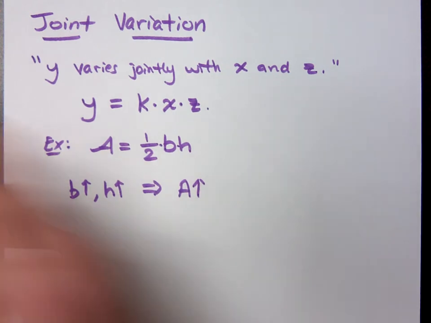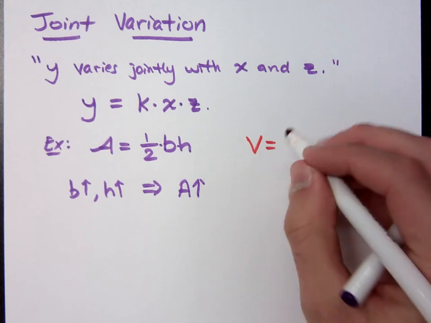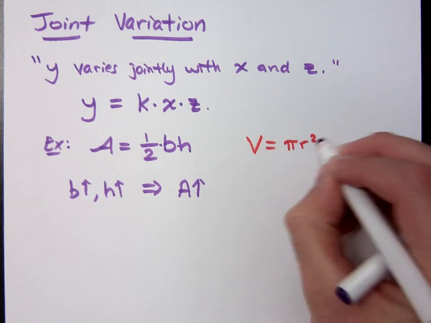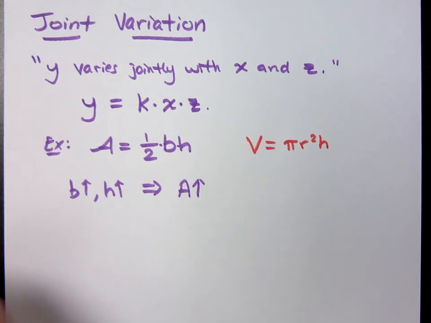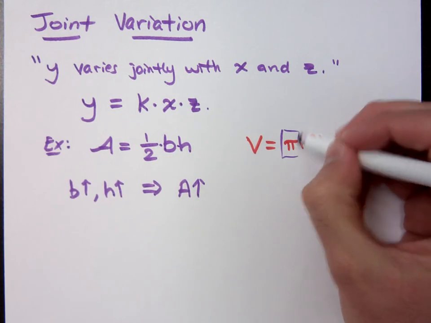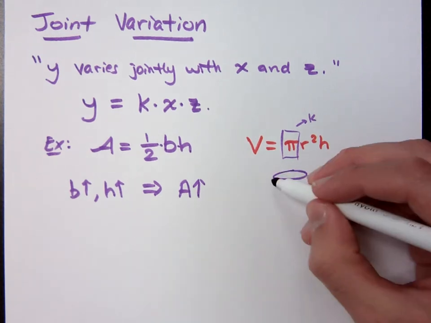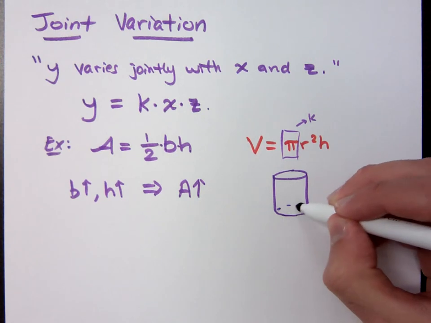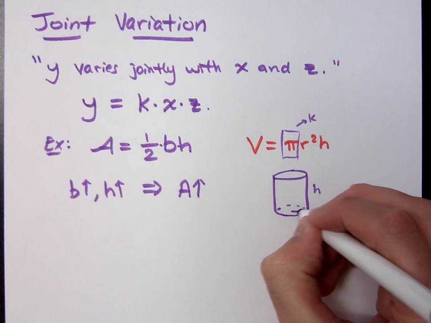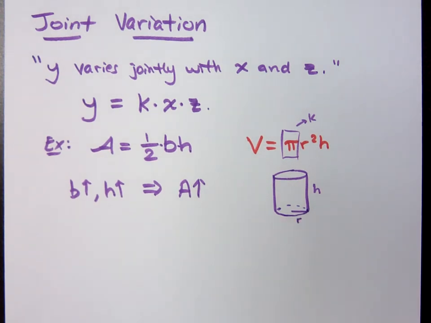We might talk about the volume of a cylinder. The volume of a cylinder is pi r squared h. So this piece right here, pi, is your k. R and h are the variables associated with the volume of a cylinder. When you look at your cylinder, here's your height and there's your radius. So the volume is completely dependent on your radius and the height of that can. If you increase the radius or the height, what does that do to your volume? It's going to increase it, and it's all based on the relationship we have here in this formula.